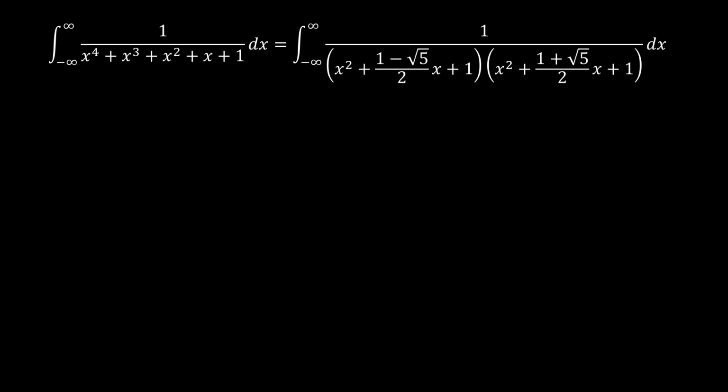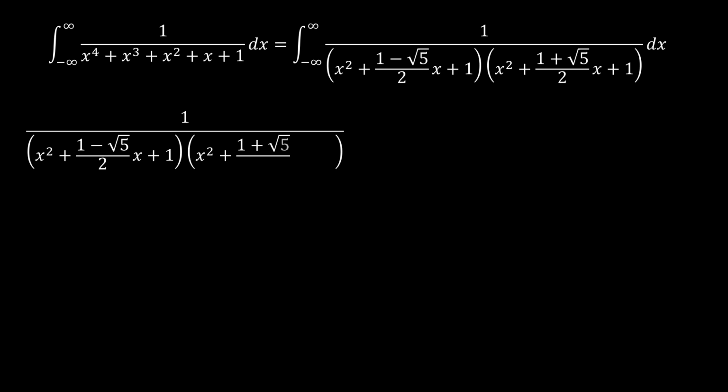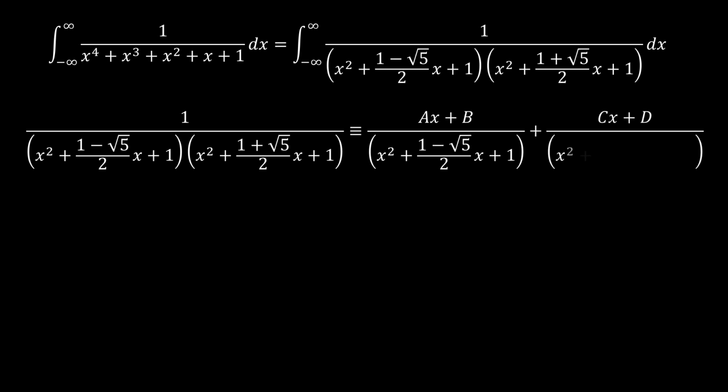Now we can express this fraction that we have here into partial fractions as follows. Now, when expressing partial fractions, obviously we have unknown constants that we're going to create, a, b, c, and d, such that the numerator is a polynomial one degree less than the denominator.